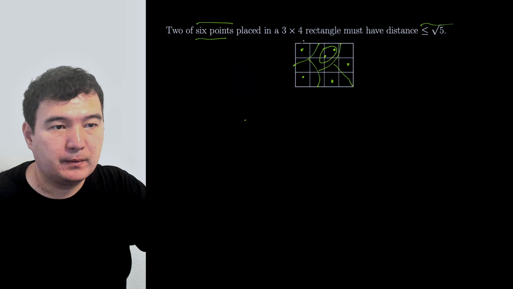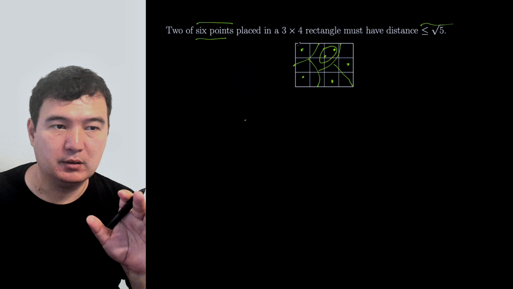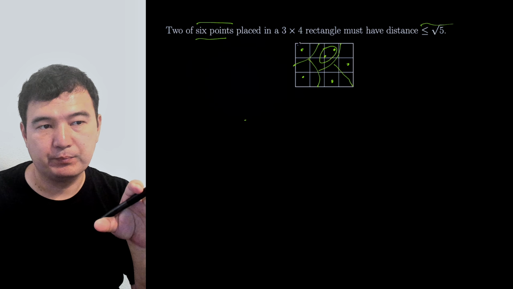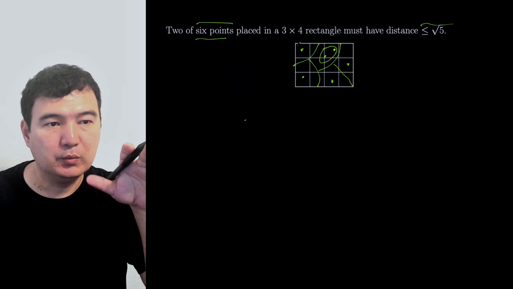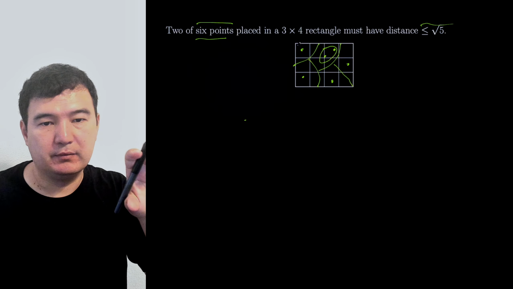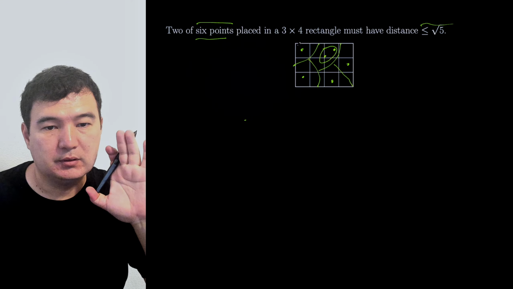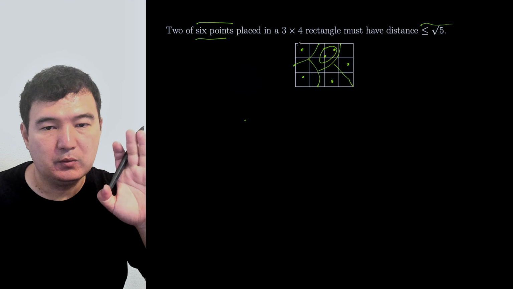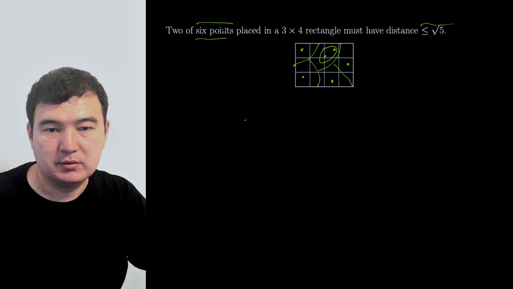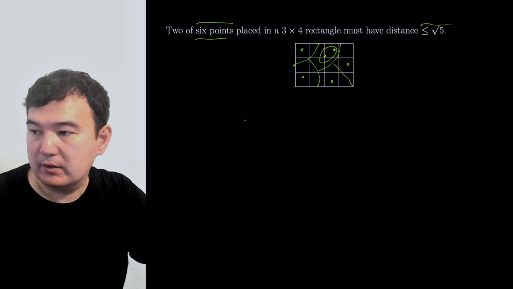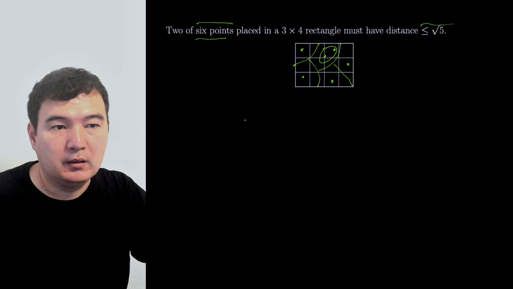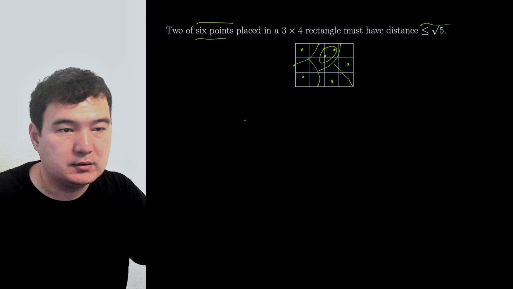So the idea is simple. When you look at this problem, you can immediately see that you want to divide the 3 by 4 rectangle into 5 parts. Now the question is how. You can pause the video and try to figure that out. One way is the following.